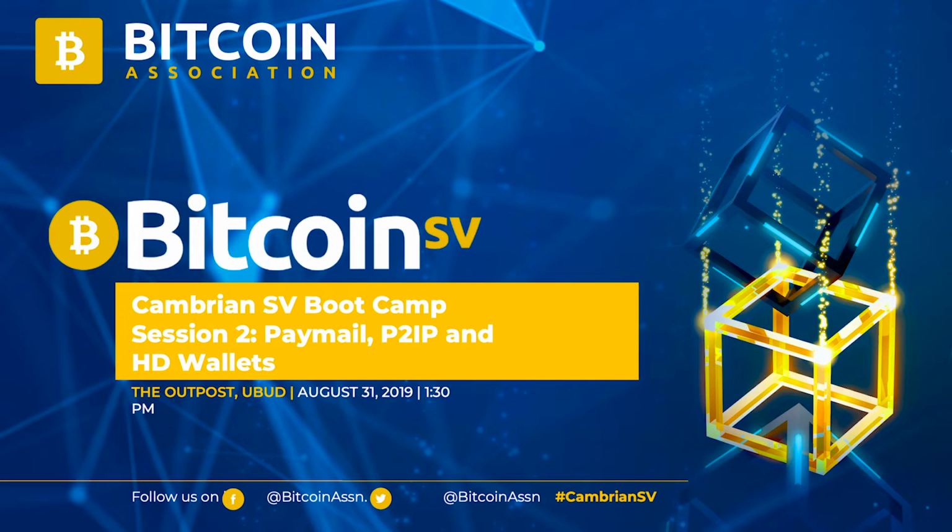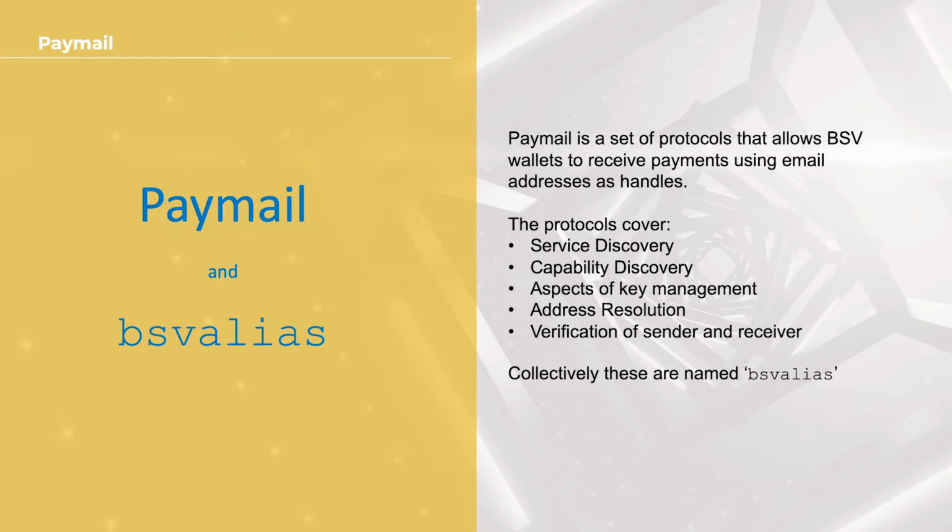So this session is on Paymail, P2IP, and HD wallets. Paymail is a set of protocols that allow BSV wallets to receive payments using email addresses as handles, and I think that's actually huge. I don't think we have even dipped our foot in the pond of what that means for users. For many years Bitcoin was this scary thing. You had to have these big lists of numbers. Now it's as simple as sending somebody an email.